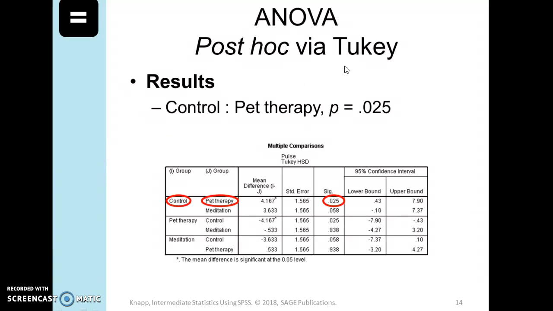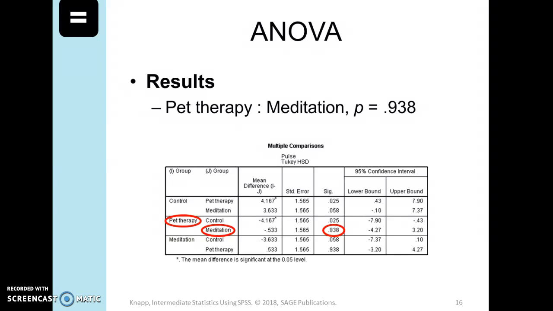And the reason we use the Tukey is because each group was made up of 30. They were equal groups. Now, look, it said the control group and the PET therapy group. Hey, that was significant comparison. There's a difference in those two, and it's significant. Now, if we look at control in the meditation group, we got 0.058. Well, that doesn't make it. That's close, but close is only good in horseshoes and hand grenades. Now, let's look at the third one. PET therapy and meditation. Hey, they're not even different. They're probably the same thing.